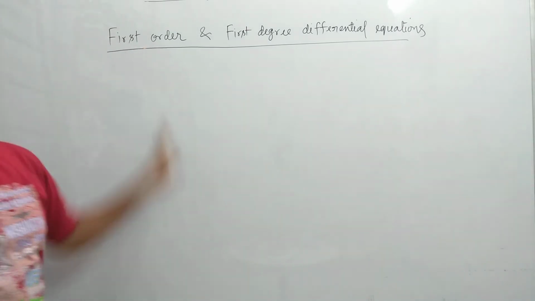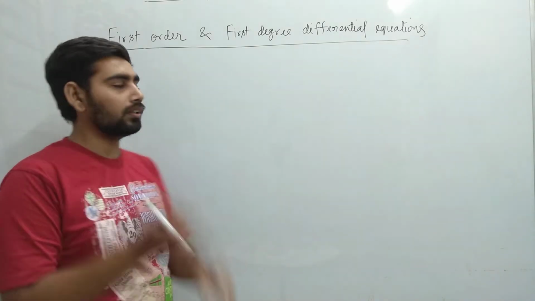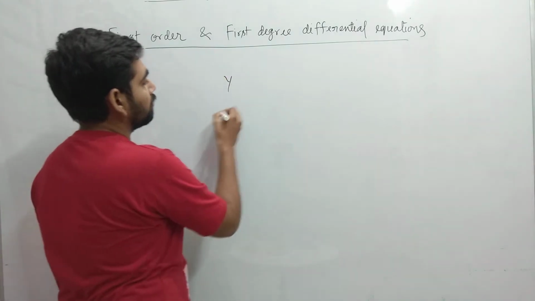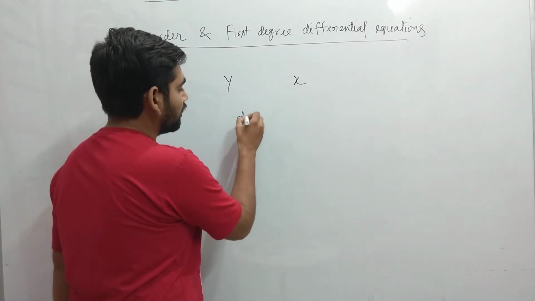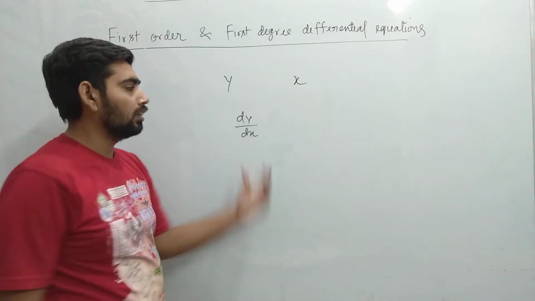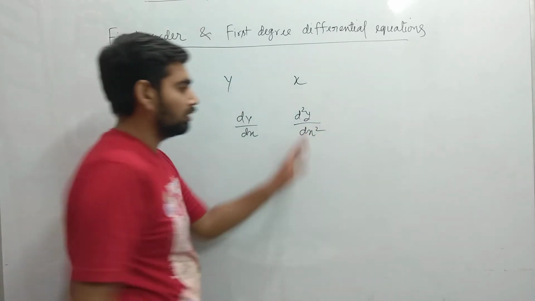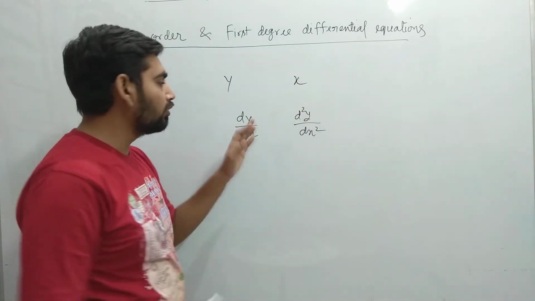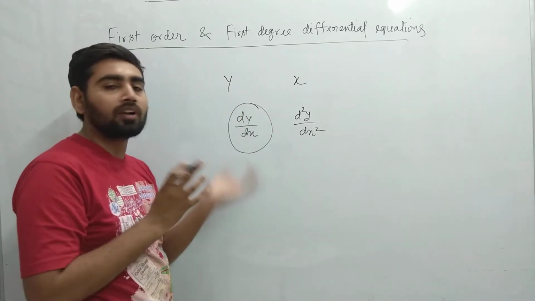First order means the highest order derivative present in the differential equation must have order 1. If y is the dependent variable and x is the independent variable, then the differential coefficient is dy by dx and it has order 1. If it is d2y by dx2, then it has order 2; d3y by dx3, order 3. So we will be discussing only differential equations which have differential coefficients of the form dy by dx.